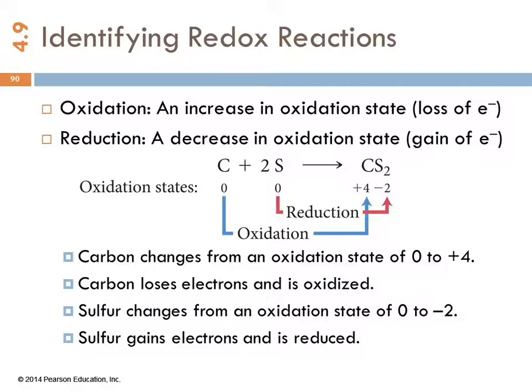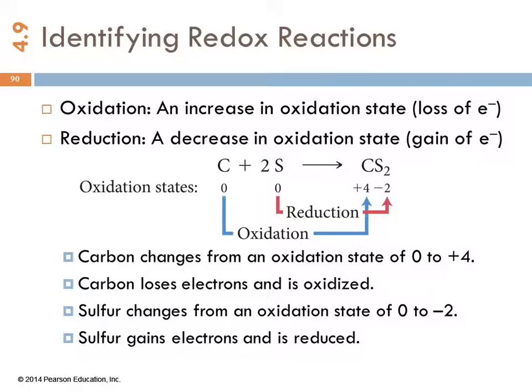So we can use these oxidation states or oxidation numbers to identify redox reactions that are not obvious. Oxidation is loss of electrons. When you lose electrons, your oxidation state goes more positive, right? Reduction is gain of electrons. That causes a decrease in your oxidation state.